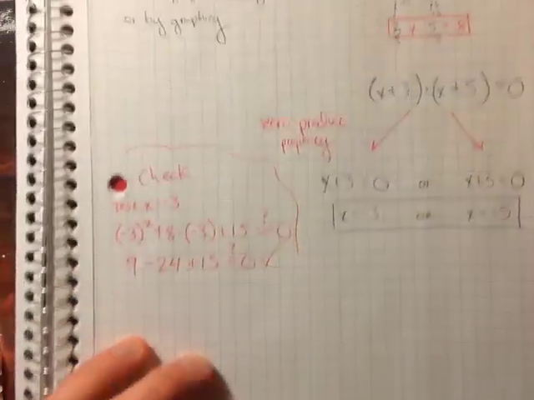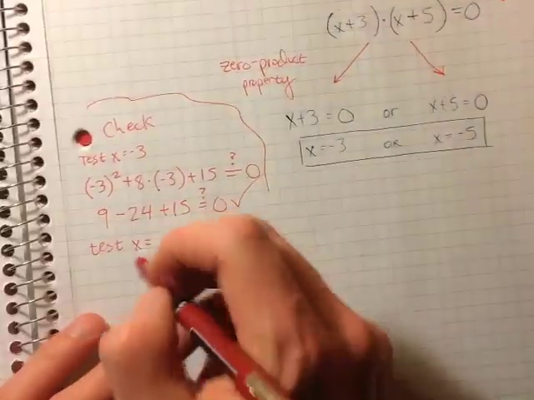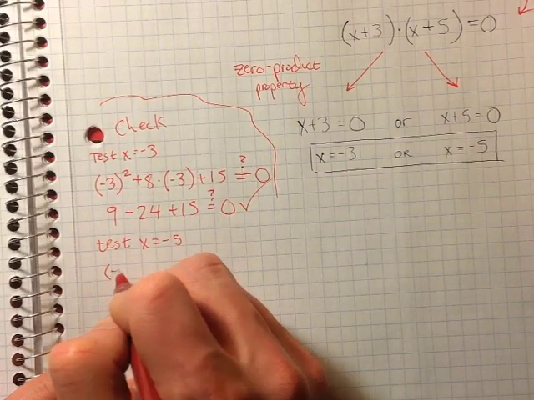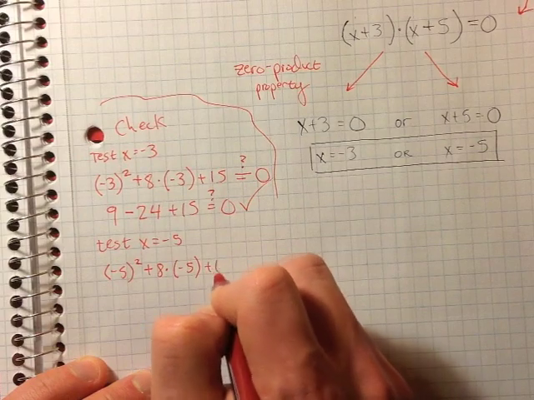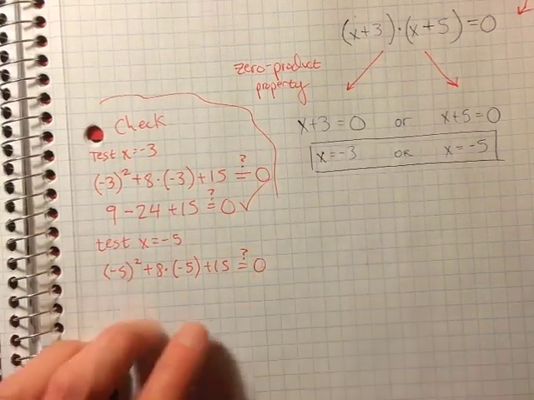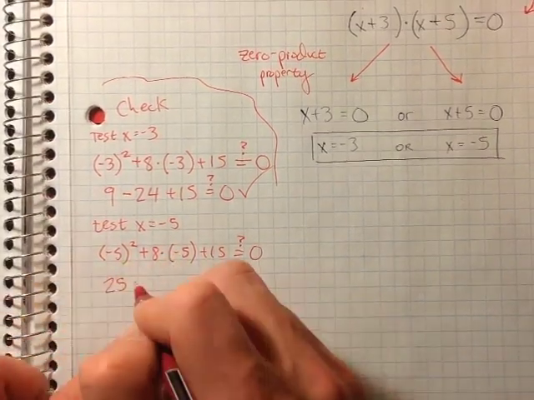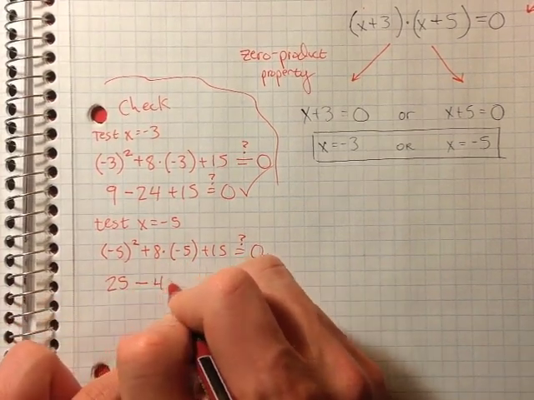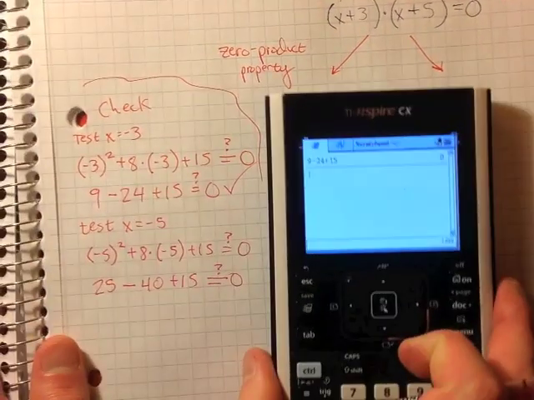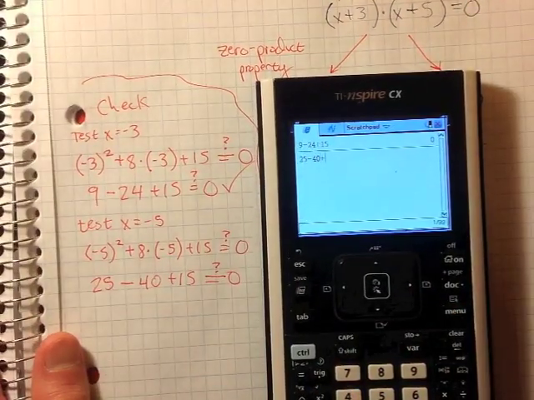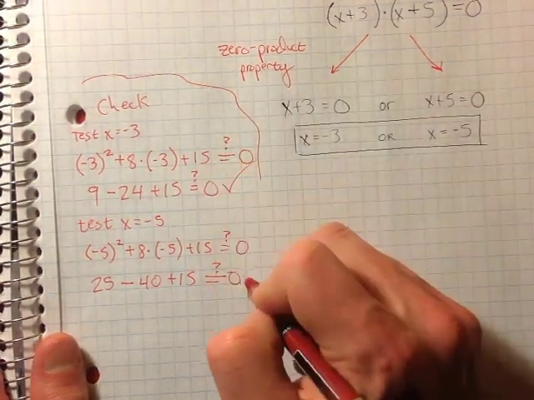So this works out. Now let's test the other number. x equals -5. Let's see. -5 squared plus 8 times -5 plus 15. Is it true that this equals 0? Let's see. -5 squared is +25 minus, what is that, 40 plus 15. Is this equal to 0? Let's see. 25 minus 40 plus 15. It is. We get 0 again. So this works out.